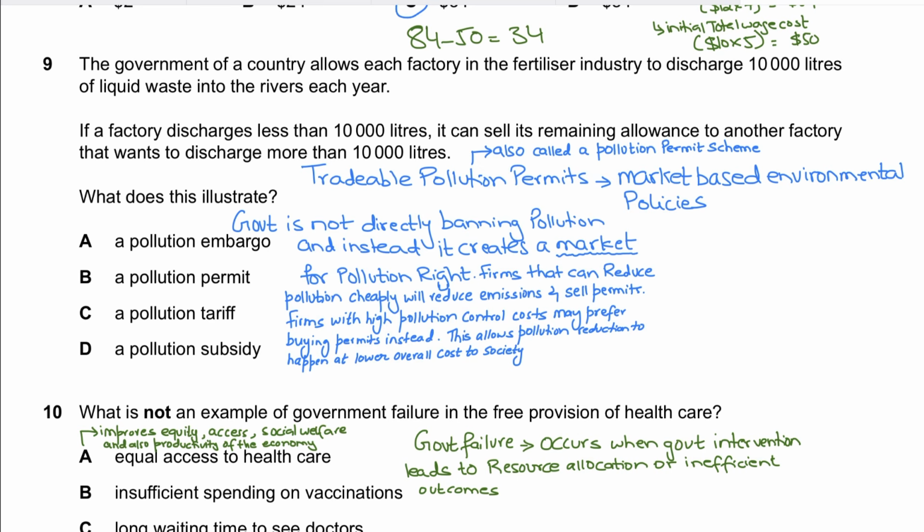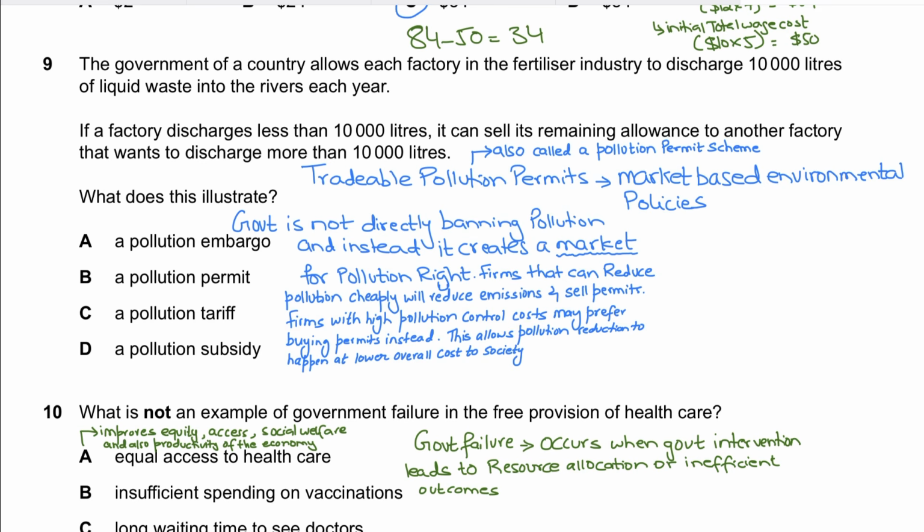Tradable pollution permits is also called pollution permit schemes by the government, and it's a market based environmental policy, right? It's a market based policy. Remember that. So why are we calling it market based? Because the government is not directly banning pollution, and instead it creates a market for pollution rights. Here the government is going to give you pollution permits. Okay, fine, you're permitted to discharge 10,000 liters every day, let's say.